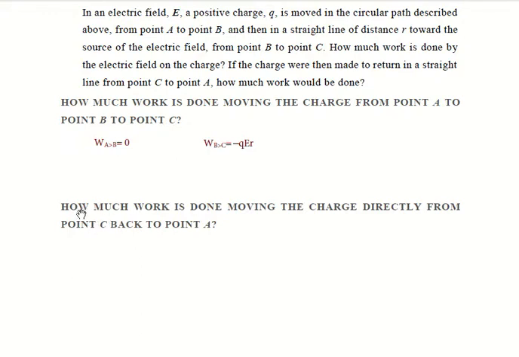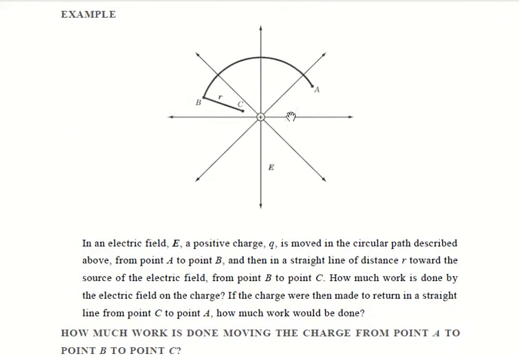The next part of this question was how much work is done to move the charge from C right back to A. Let's take a look at this picture again. So we want to go from C directly back to A. Well, that's going to be kind of goofy. We have some kind of angle. We cross over at this weird path. We're not parallel. We're not perpendicular. It seems almost like we don't have enough information to answer it.